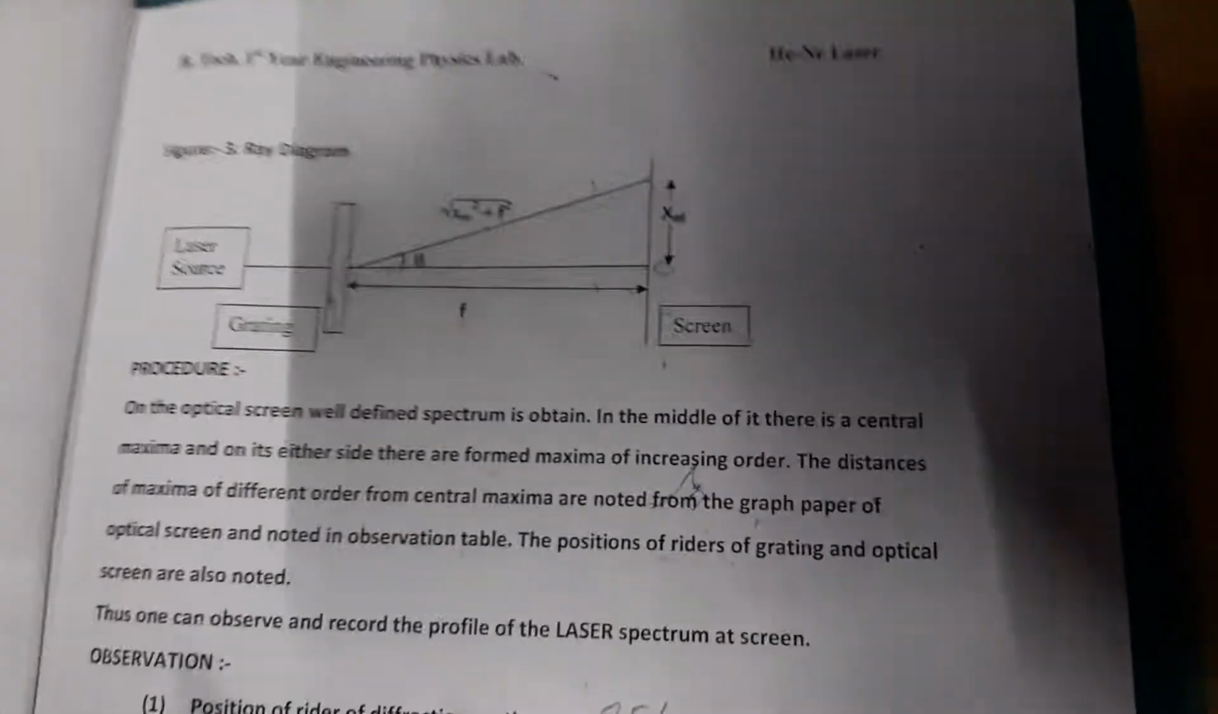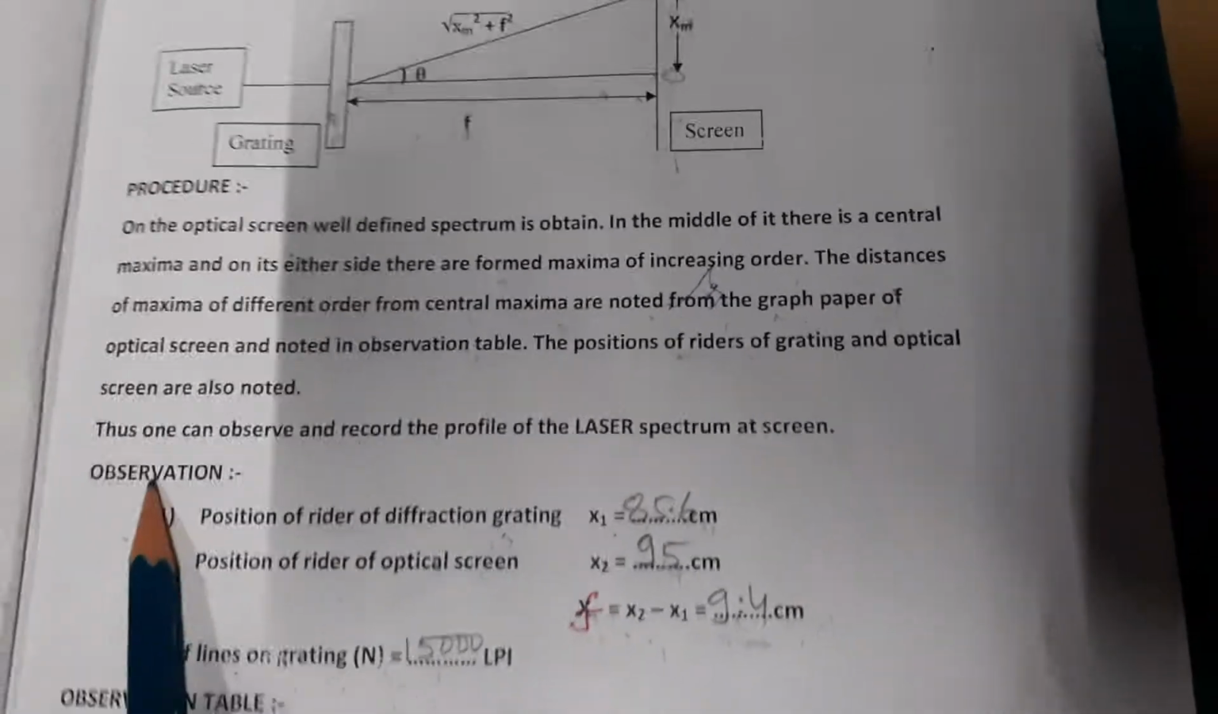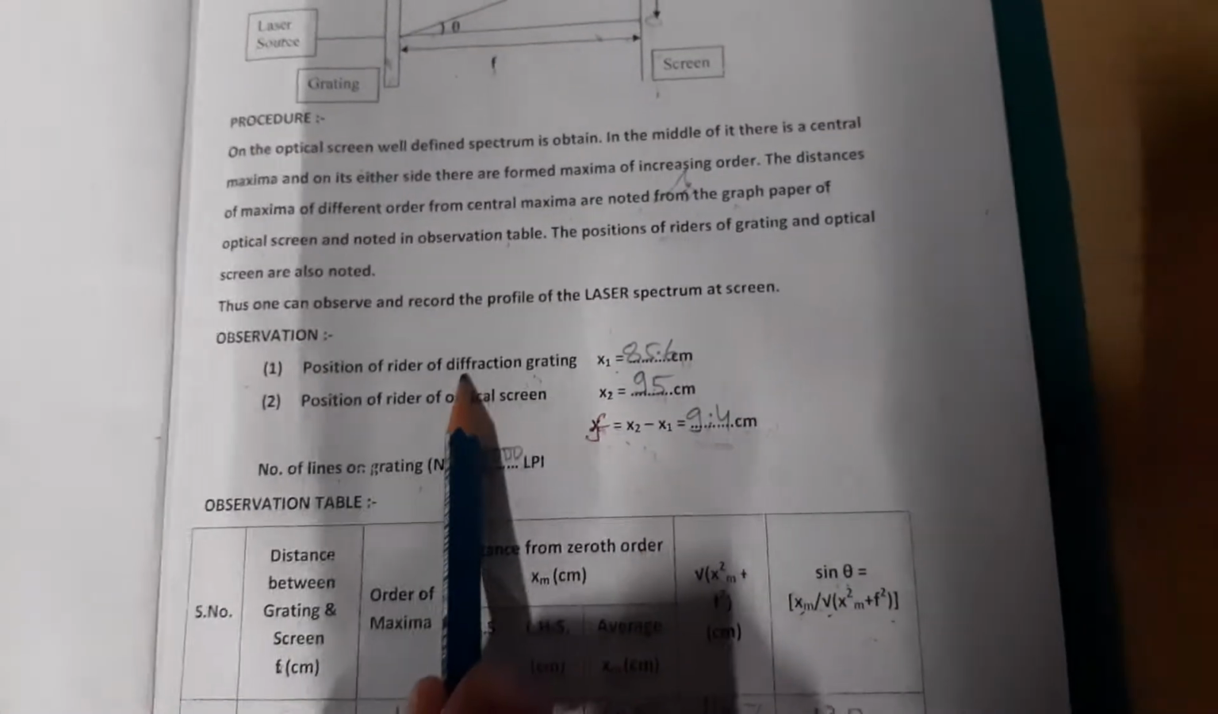Now we will come to the observation table. Position of the rider of the diffraction grating. This is the rider on which the grating is placed. Position of the rider of the optical screen. This is the rider on which an optical screen is placed.